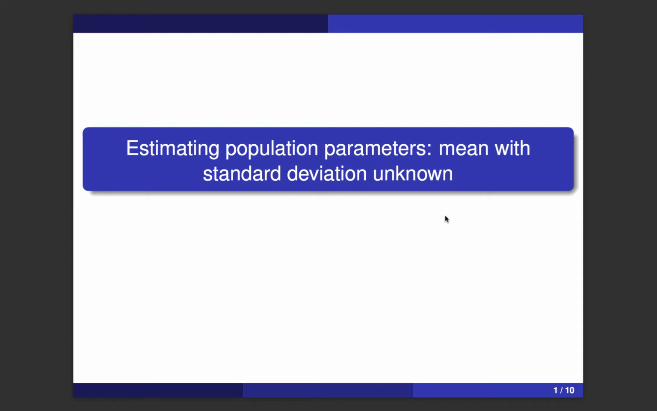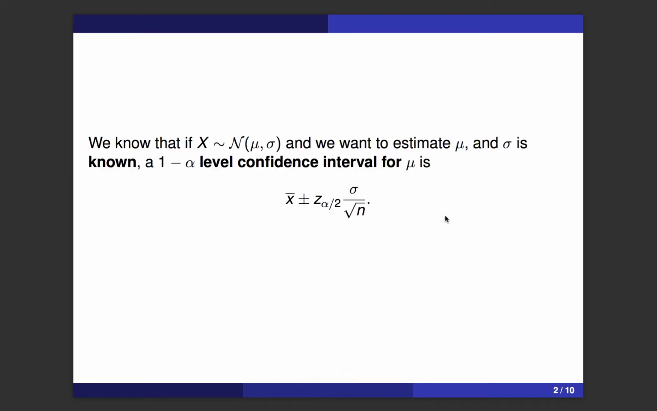So we're going to look at confidence intervals when the standard deviation is unknown. Last week we saw that a 1 minus alpha level confidence interval for the population mean was given by this expression. So we have our sample mean, and then it's plus or minus the error, which depends on this z critical value, which we looked up in the table.